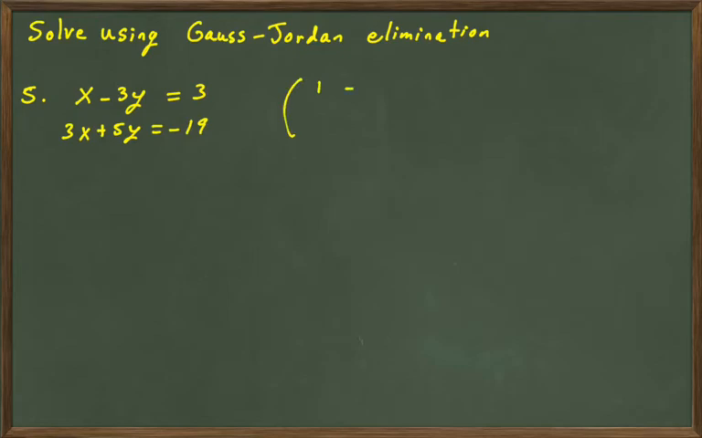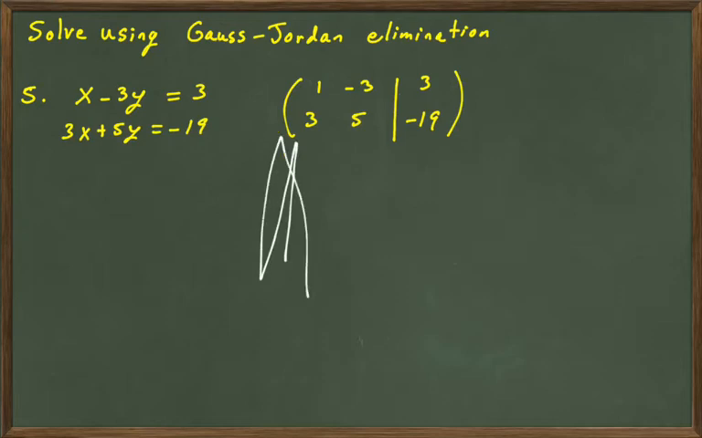The coefficients on the x for the first equation is 1, for the y is negative 3. We'll use a vertical line to simulate the equal sign, and this equation is equal to 3. The second equation, we have 3 for the 3x, 5 for the 5y, and this is going to be equal to negative 19. The first column is going to be for our x's, so the columns go up and down, and the second column will be for the y. The top row is the top equation, and the second row is the second equation.